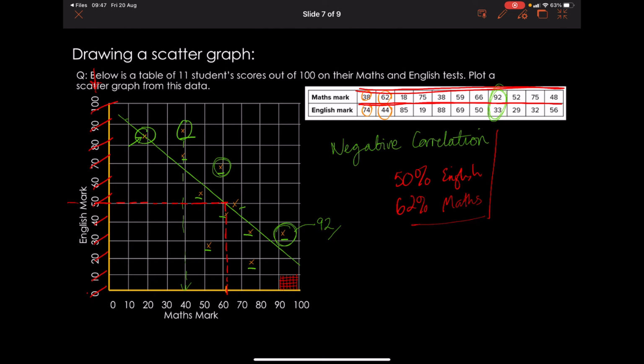Okay, so, sorry, I didn't even put the question on, but I explained it. 11 students scores out of 100 on their maths and English tests. Plot a scatter graph. Okay?